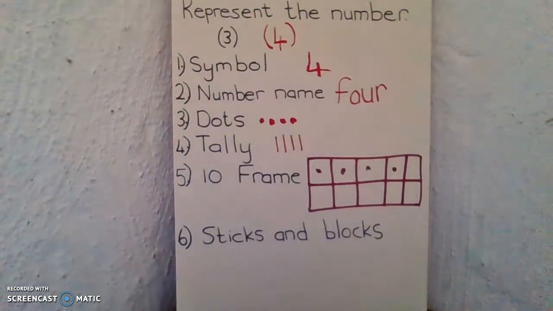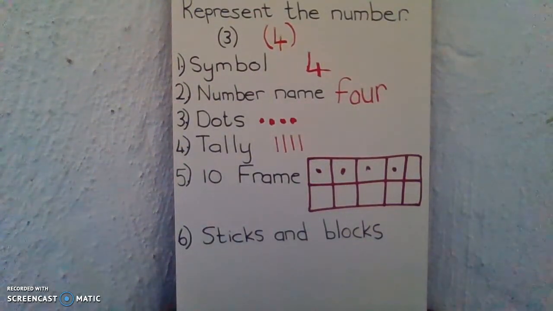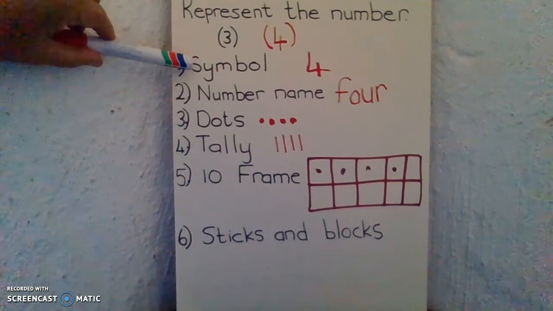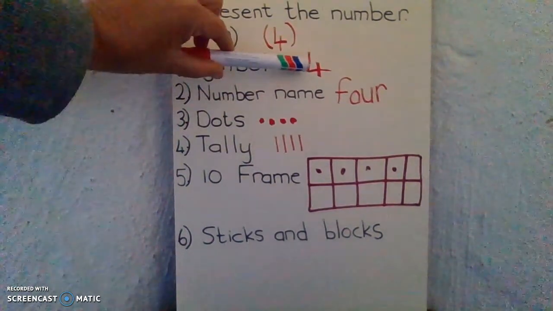Afternoon, everyone. Now that my internet is working again, we can finish learning how to make the number, or represent the number. Remember, we are using the number 4 to practice today. We've already learned how to write the number symbol. There's the number symbol 4.